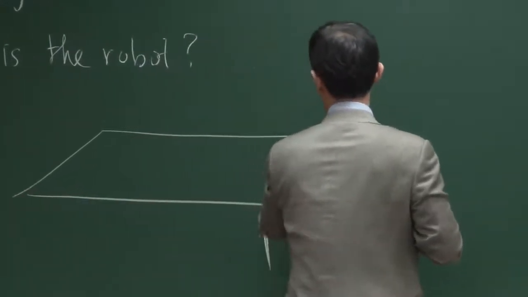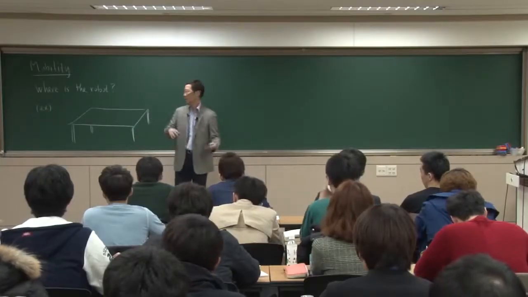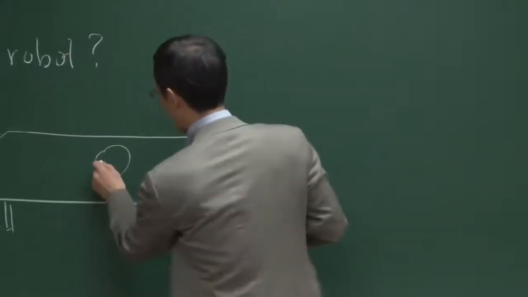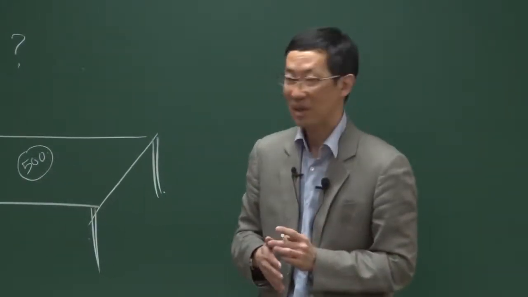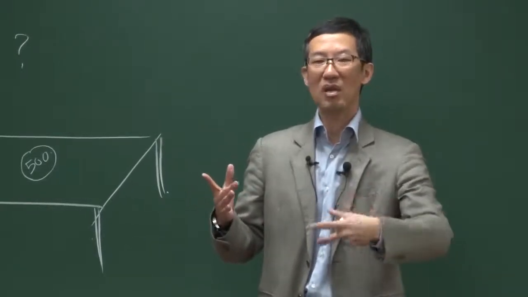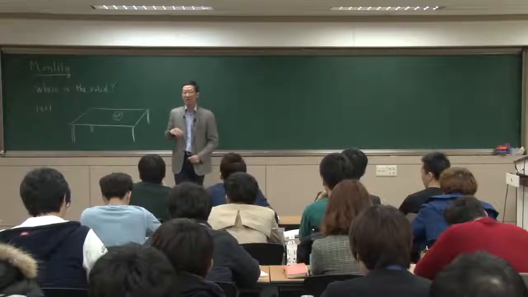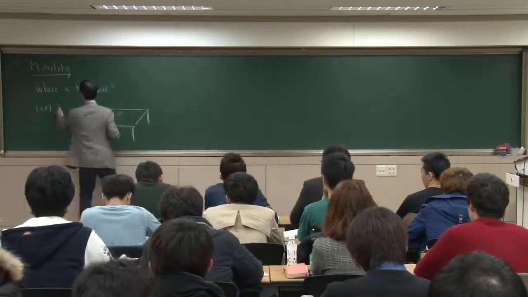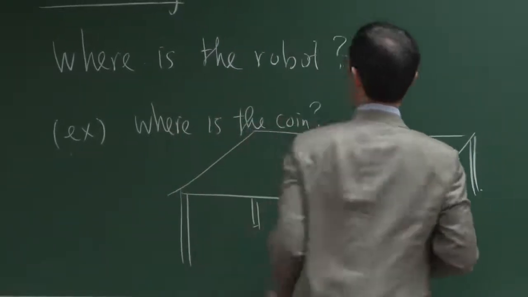I have a table here. And let me just put a coin on the table. We're going to pretend it's a 500-won coin. So let's ask a question. Where's the coin? In other words, can you give me a numerical description of the location of the coin? All right, so first thing you would do, right? So let's ask the question here. Where is the coin?